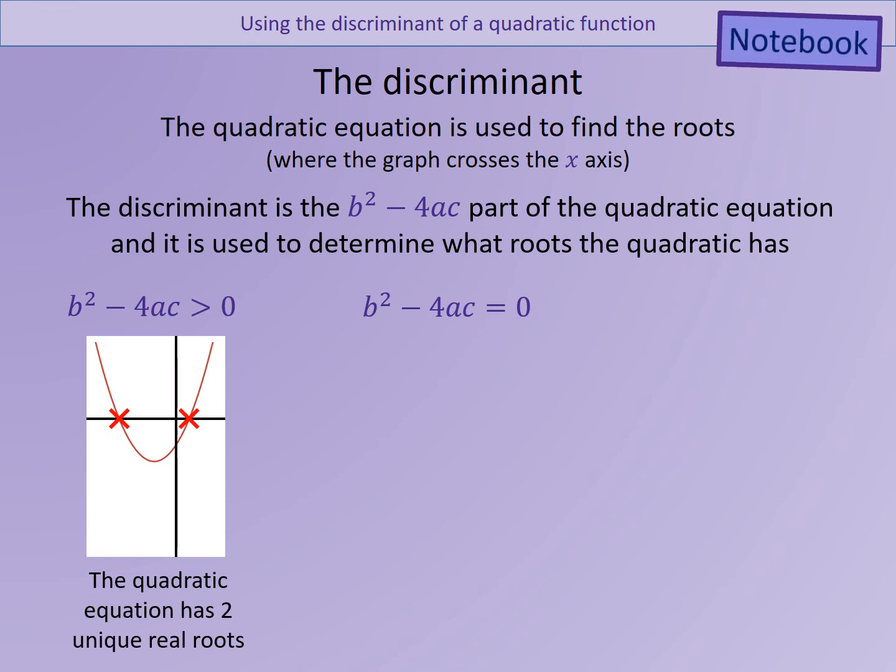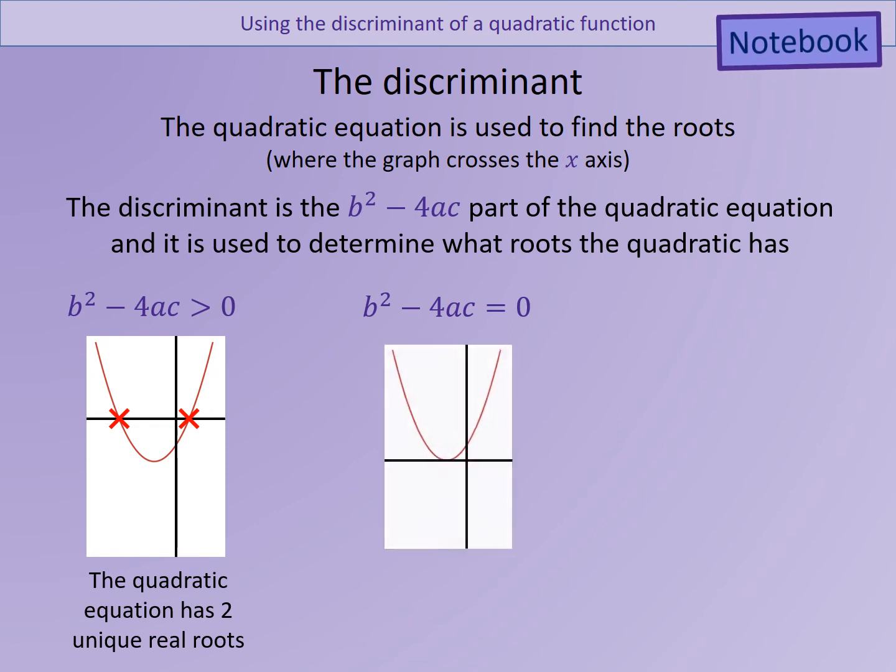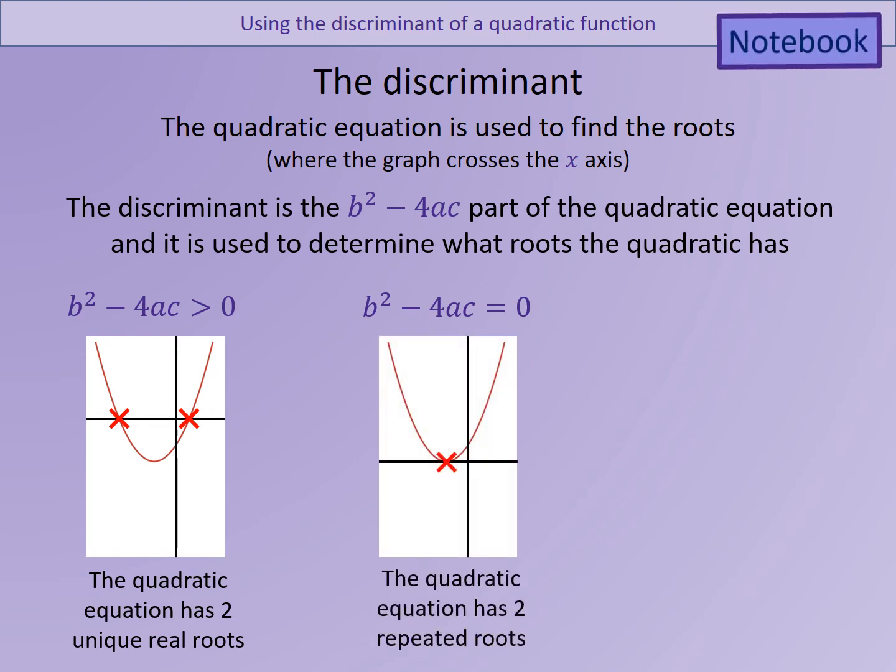The next option would be if you calculate the discriminant and it's equal to 0. What that means is that the quadratic has two repeated roots. Now you might argue that it looks as if it has one. In mathematics, we say that there are still two roots, but they are the same as each other, two repeated roots. So you can see that this quadratic comes down, it just touches the x-axis, and then it follows on its usual path.